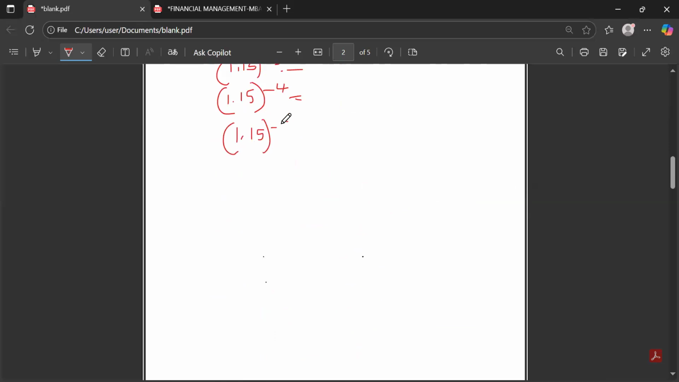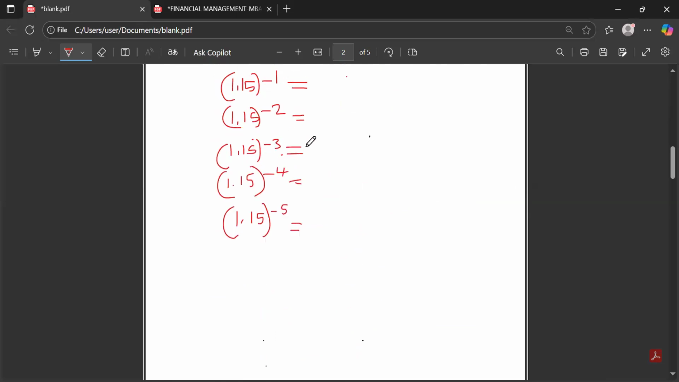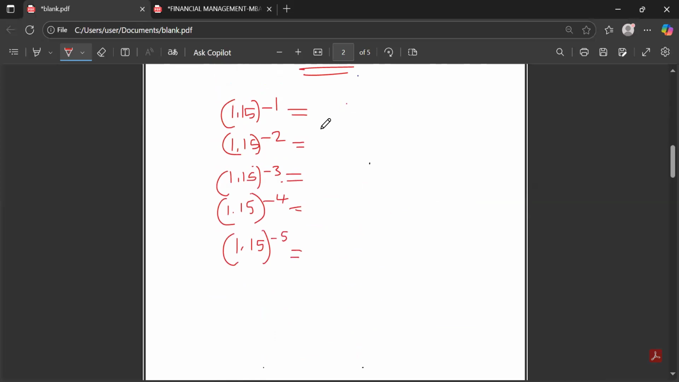Do you have a calculator with you? Yes, I have. Did you say 3 decimal places? Go for 4 decimal places. I'm trying to look for the tables as you are computing so that we verify. Let me look for the financial tables. All right. But you can compute it. All right. I'll ask for the answers.